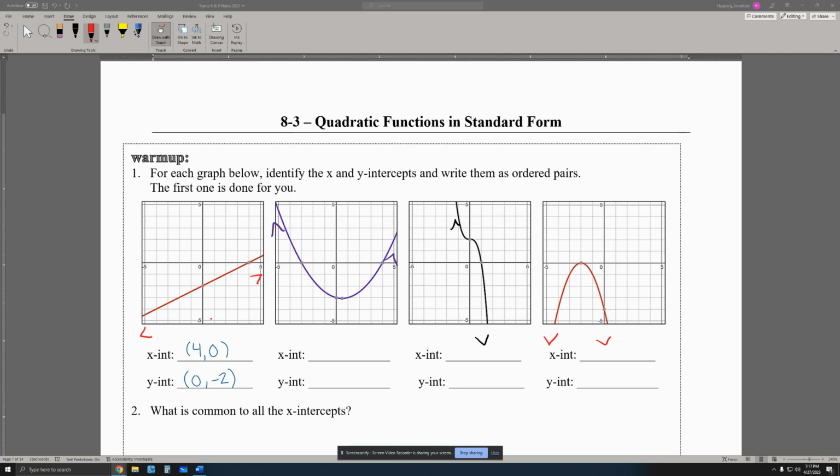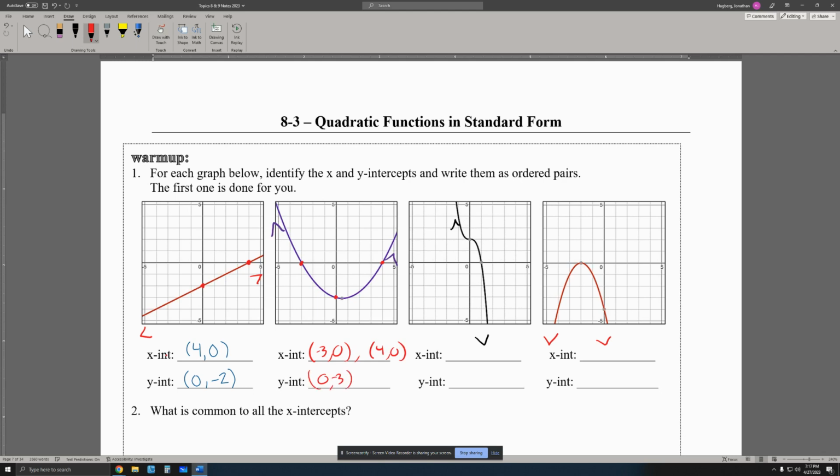So as a reminder, recall that the x-intercept is where the graph crosses the x-axis and the y-intercept is where it crosses the y-axis. So if we're looking at this here, the x-intercept is (4, 0), that occurs right here, and the y-intercept is (0, -2), that occurs right there. For the second graph, I notice that we have two x-intercepts. It crosses the x-axis twice, once at (-3, 0), and another at (4, 0). It's got one y-intercept, and that's at (0, -3).